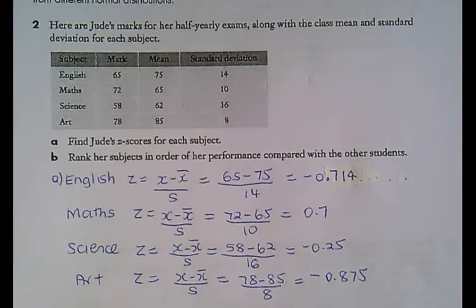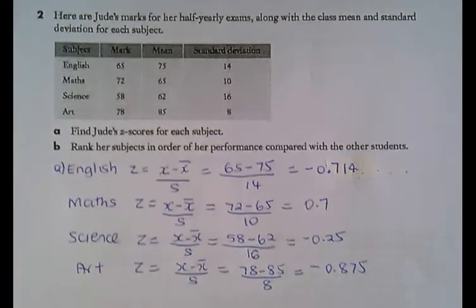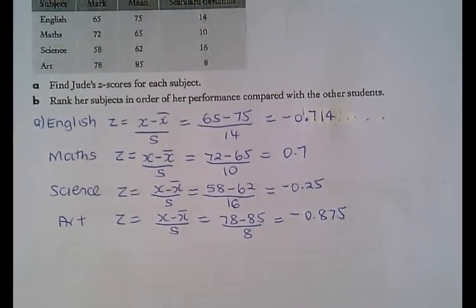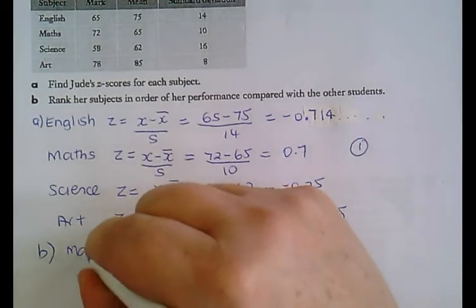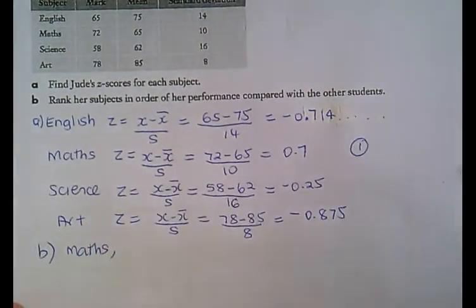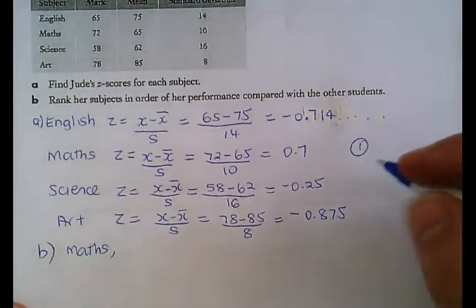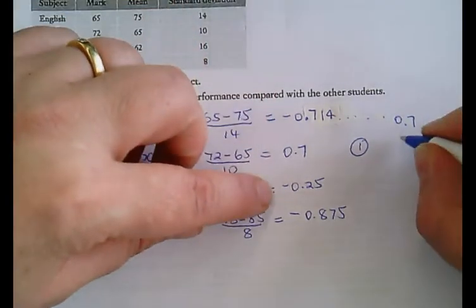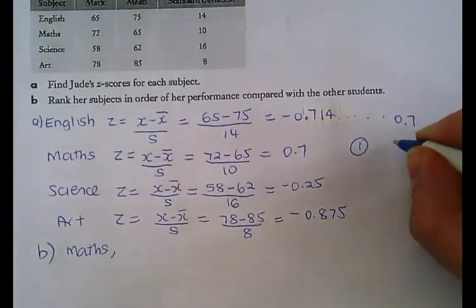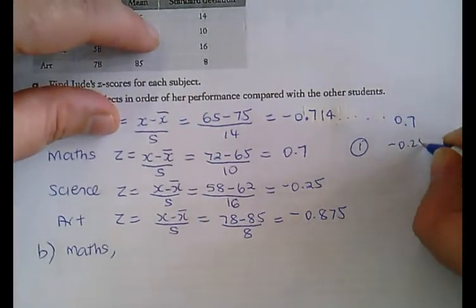The answer to part A, find Jude's Z-scores: we've done that. And part B, rank her subjects in order of her performance. Her best performance is maths, number 1. So maths is the best. And then, think of a number line. 0.7 is the highest. What's the next smallest number? Negative 0.25 is next.